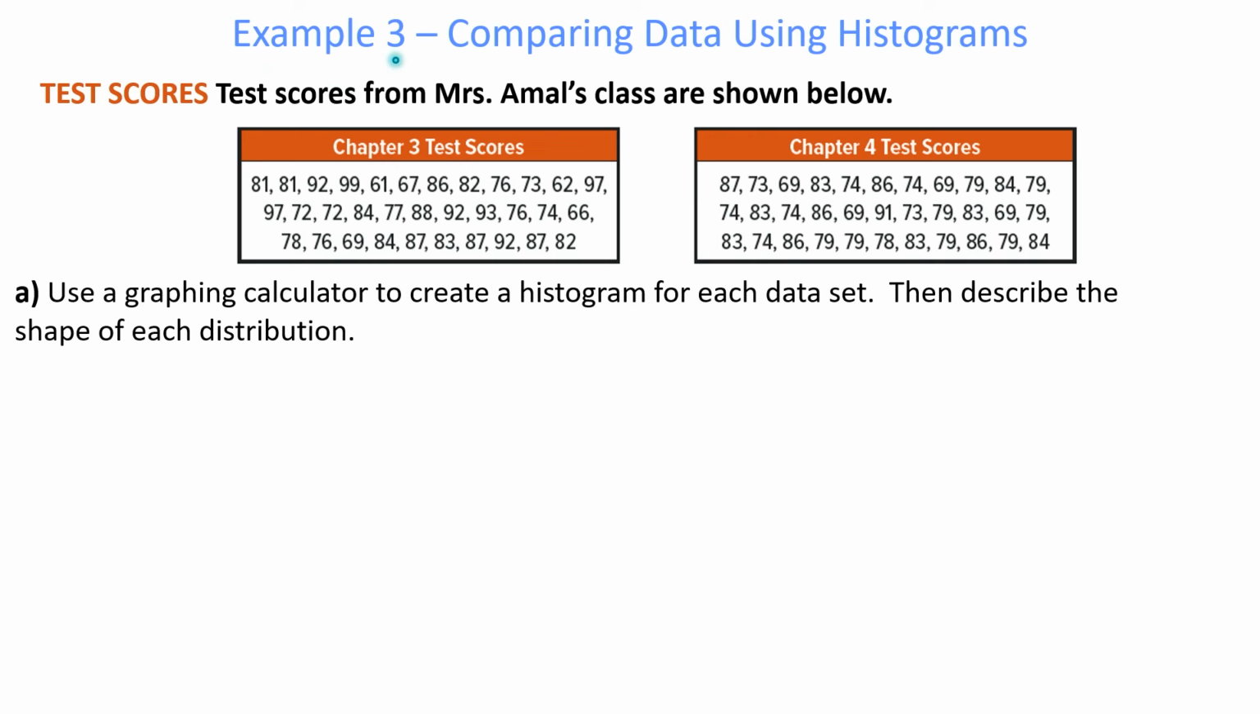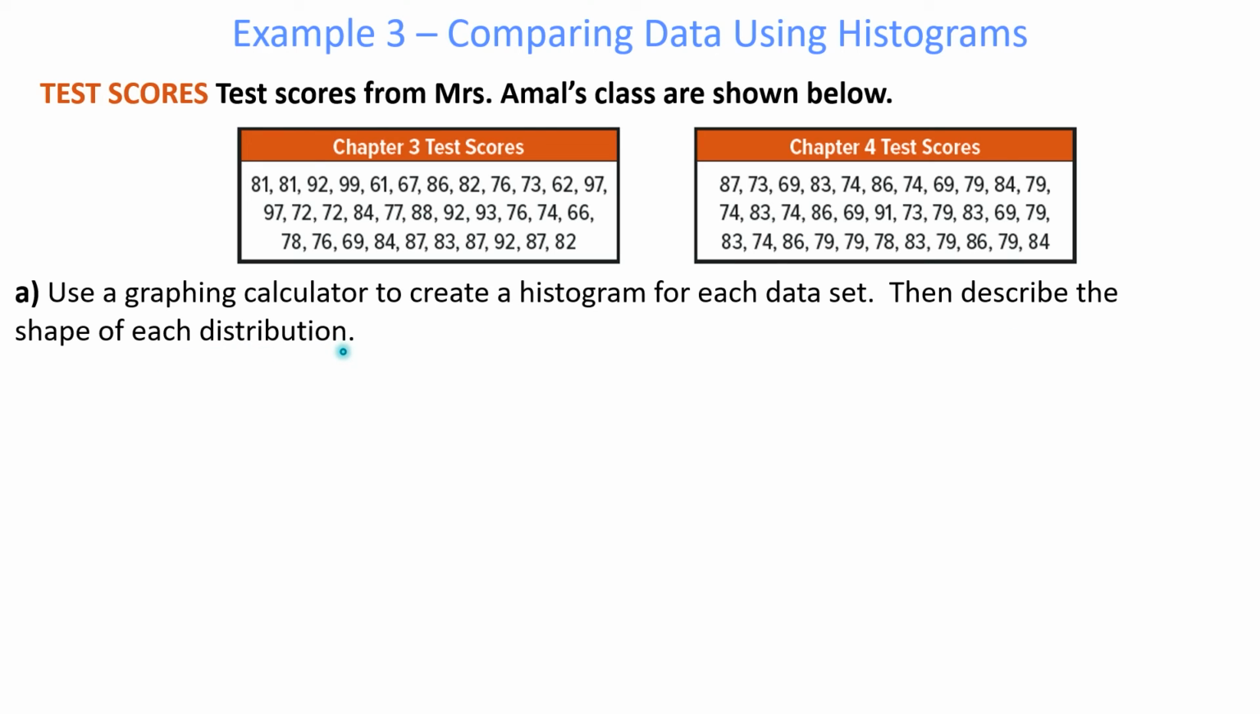Now for example 3, the test scores from Mrs. Amel's class are shown below, so you can see them here. Now, part A, use a graphing calculator to create a histogram for each dataset. Then, describe the shape of each distribution.